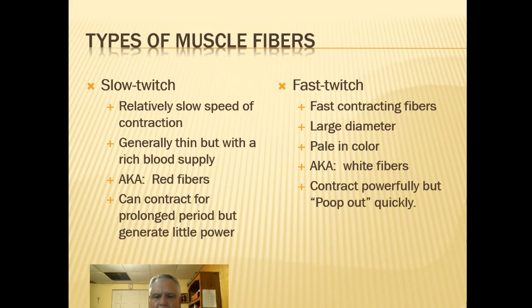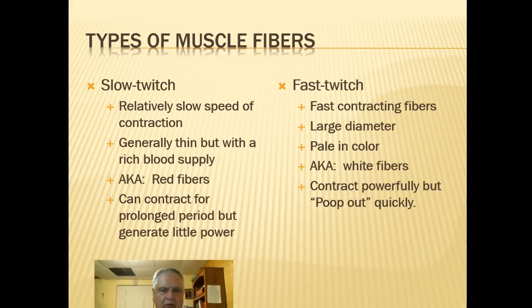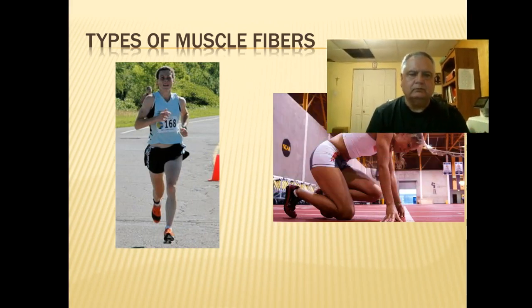But fast twitch muscle fibers, because of their fast contraction, can create very powerful contractions, but they tend to poop out, so to say, very quickly because they don't have as rich a blood supply. They don't have as great an oxygen supply. They can't regenerate ATP as rapidly, so they don't work very well over the long haul. They poop out very quickly within a minute or so.